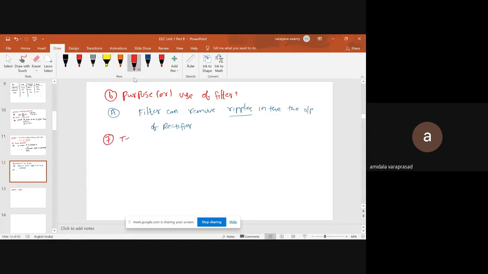Next, types of filters. First type is C filter. Second one is L filter. Third one is LC filter. Fourth one is CLC filter. There are four types: C filter, L filter, LC filter, CLC filter.